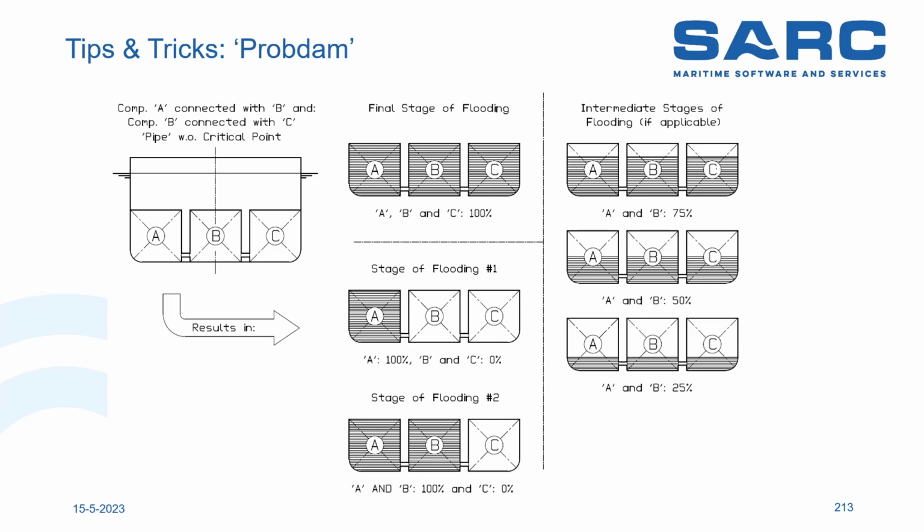I had a slide in my presentation, but I heard that option is not yet available. There will be an option in layout to select compartments which are not part of the watertight layout. So then, for instance, grain compartments could be selected as not part of the watertight layout, and then you can run probabilistic damage calculations. But in general, I make copies of the files.